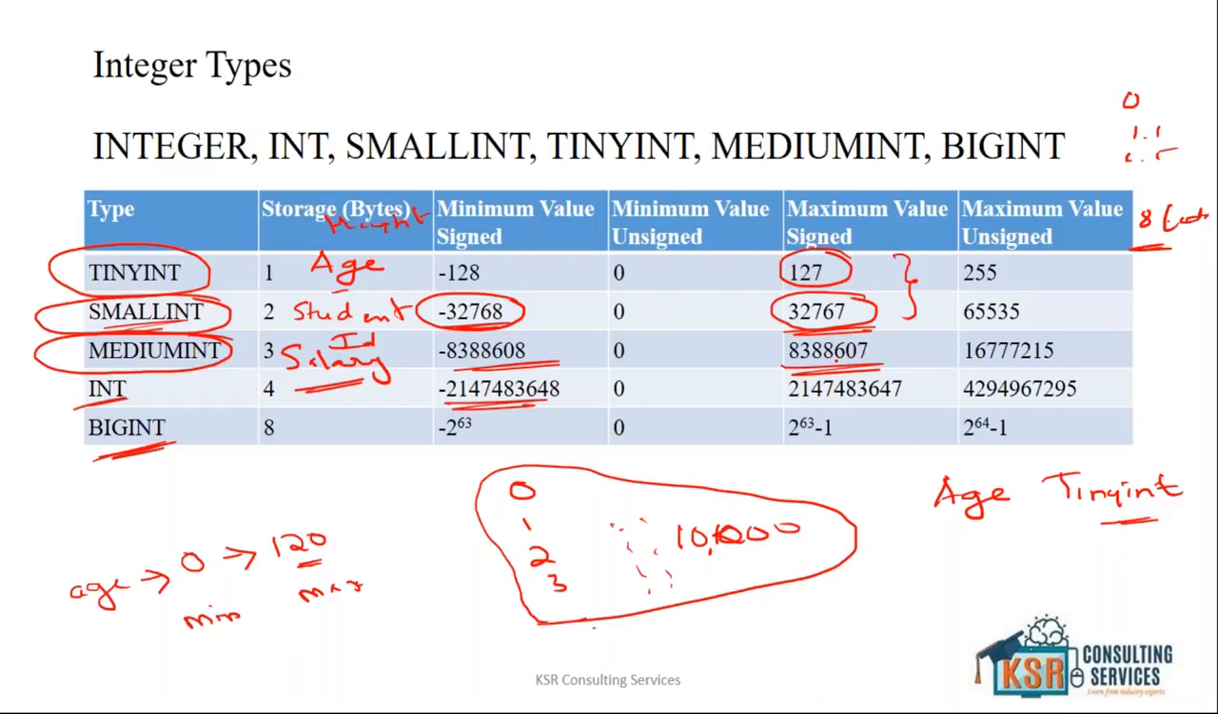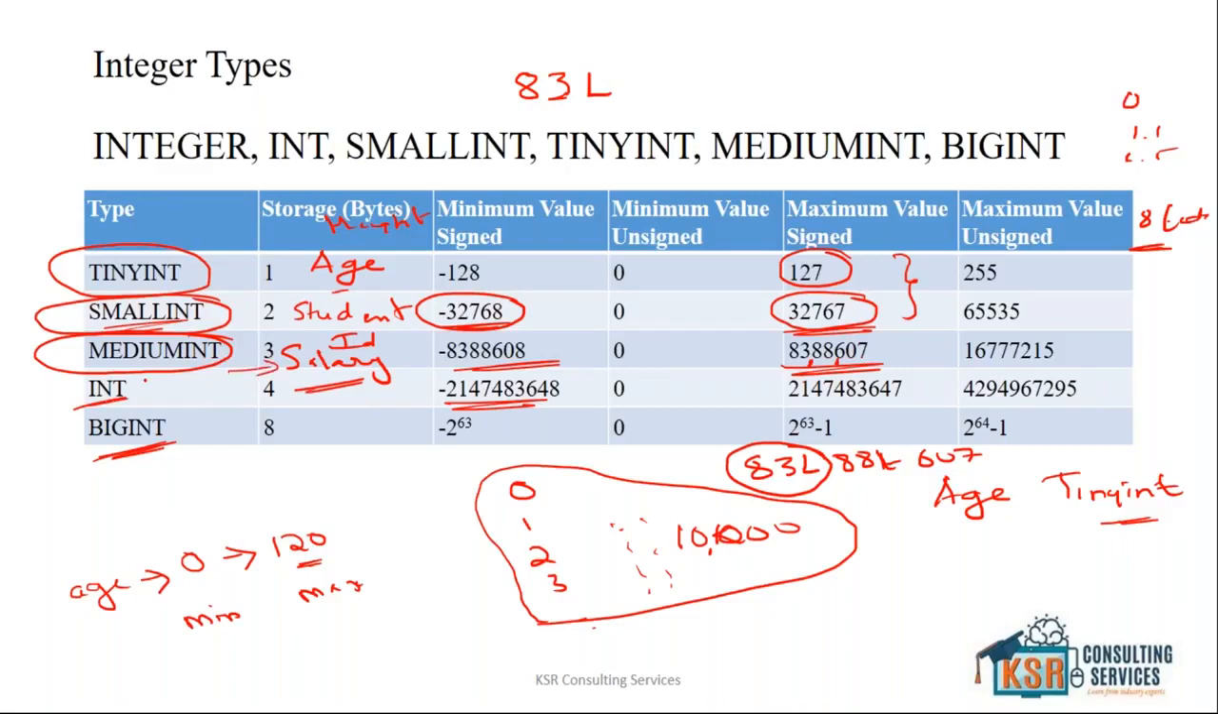But how much is this? 83 lakhs, 88,000 and like 607. Okay, something like 83 lakhs. So I can store maximum of 83 lakhs. Practically, no one will get this salary, so I can use something called medium int for salary. Accepted. So salary is something which I can give.